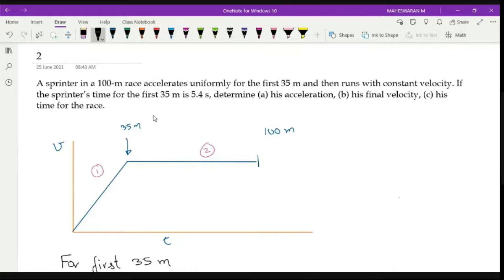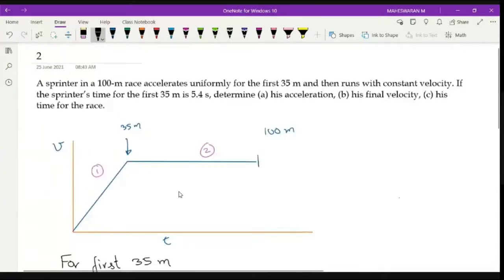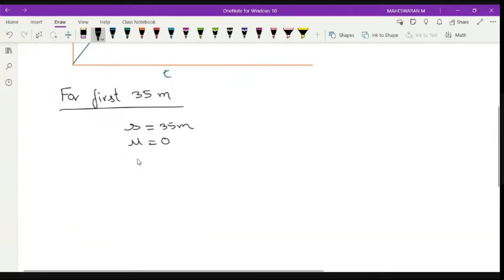So yeah, initial velocity is zero. Initially it is starting, so it is zero. Time is known, sir. Time taken is 5.4 seconds. So yeah, time is given, which is t is equal to 5.4. I'm not writing the unit here because this s and this s will get confused.